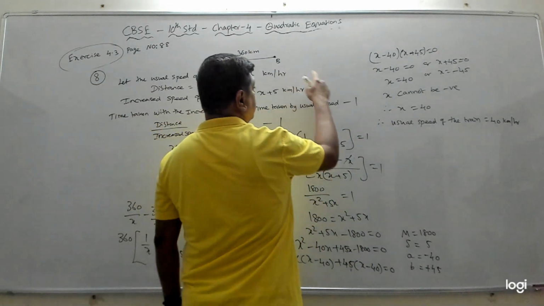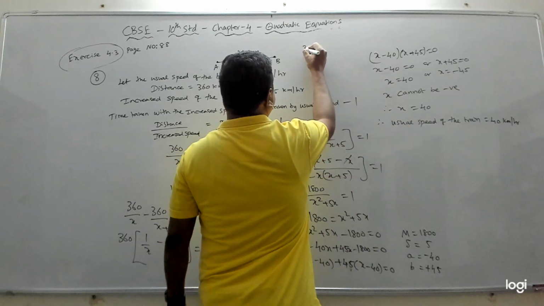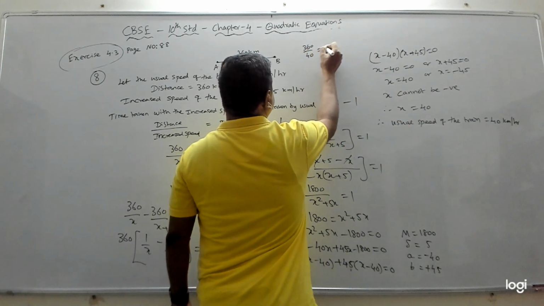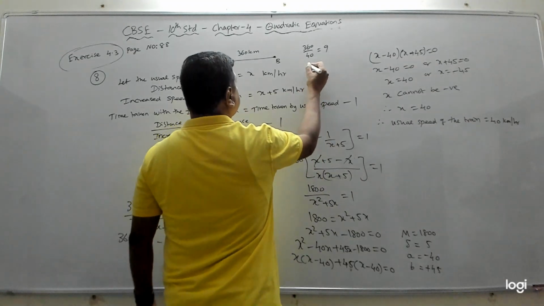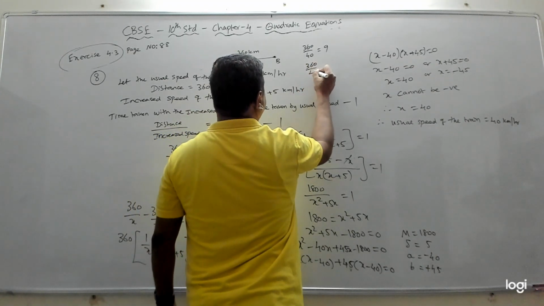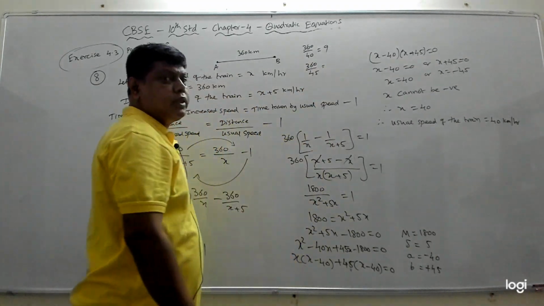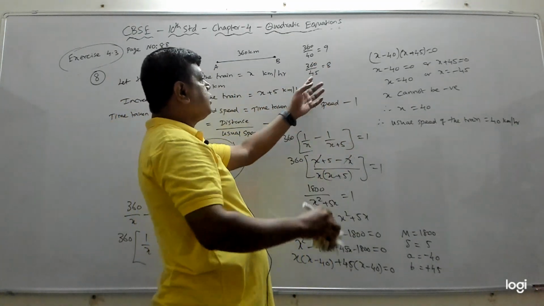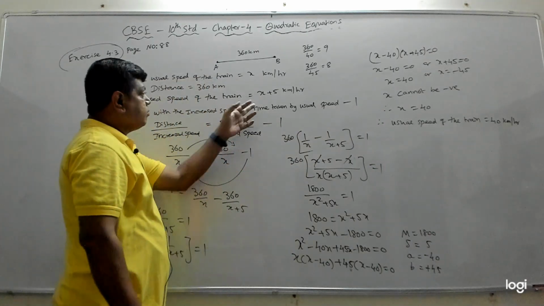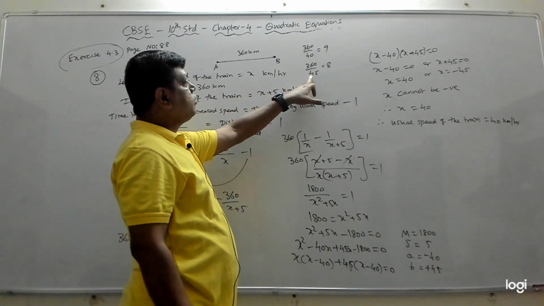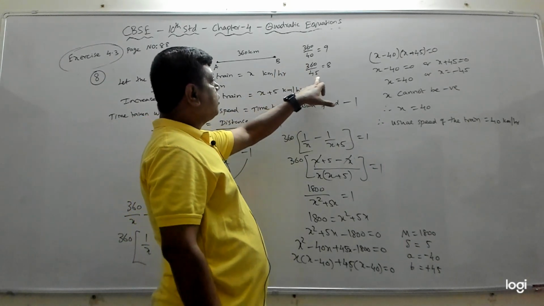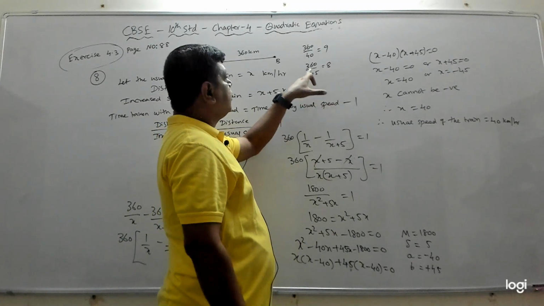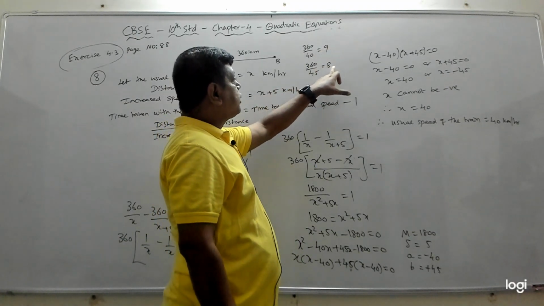So if you substitute here, the normal time it takes is distance by speed, which is 9 hours. With the increased speed, 360 by 45, how much time does it take? It will take 8 hours. Why is the increased speed 45? Because it goes 5 kilometers faster. So 45 into 8 will give you 360. So it takes 1 hour less.